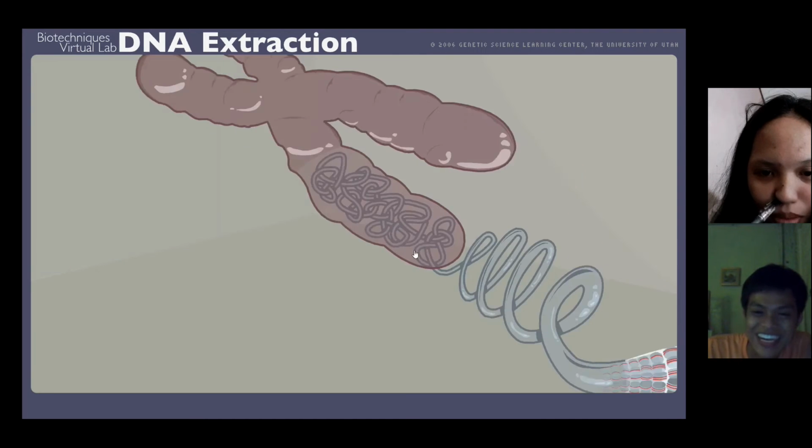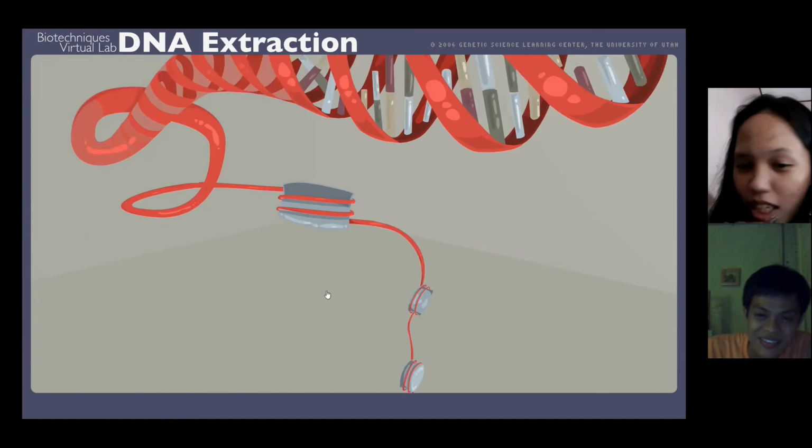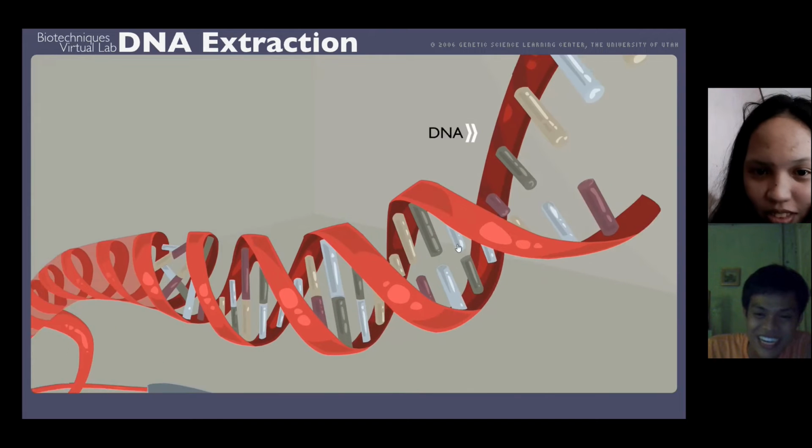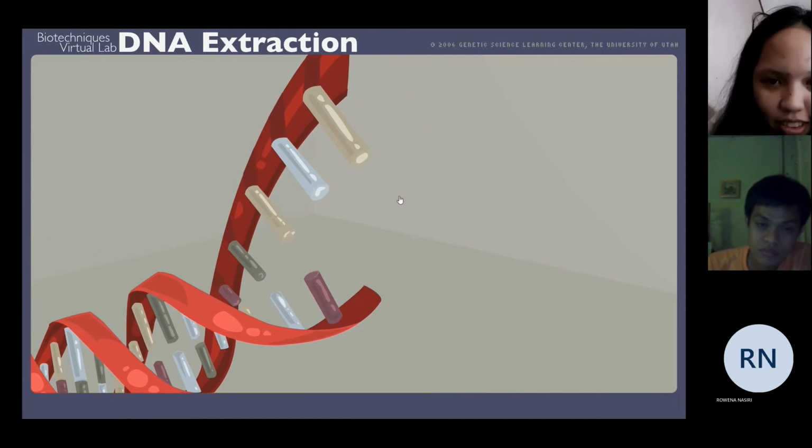Chromosome pala. Joke lang. Di ba chromatid pag single lang yung isang ano lang? Oo, isa lang sa DNA.